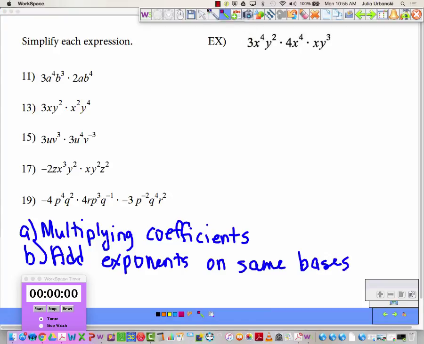So the very first thing you have to do is separate the coefficients from the rest of the ones that have exponents. So this is a coefficient because it's a whole number that's in front. What's another coefficient? Good. What's the imaginary coefficient right here? A 1. Good. So the first thing we do is multiply the coefficients. 3 times 4 is 12. There's no other numbers there. Write that down.